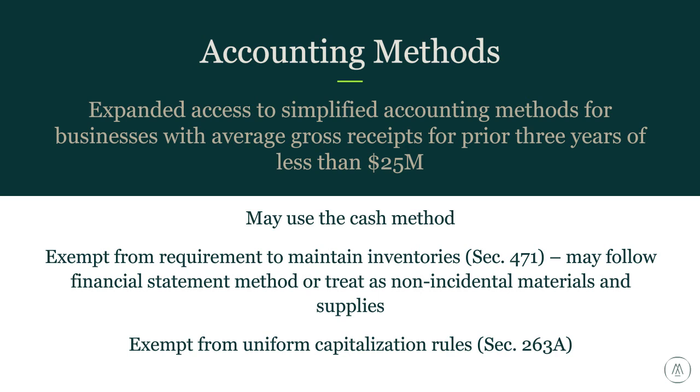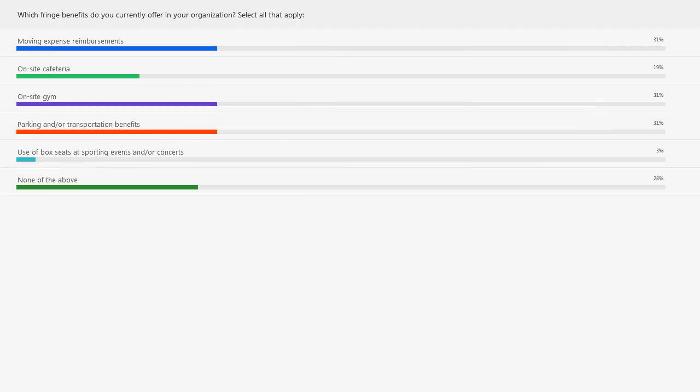All right, let's see what we got here. So it looks like we have a lot of you providing moving expense reimbursements and parking and transportation benefits. I see that very common in my clients as well. Some that are providing some on-site gym and cafeteria, very little use of box seats, and about a quarter of you that are doing none of those fringe benefits at all. So Rob and Todd, let us know what the changes are related to fringe benefits.